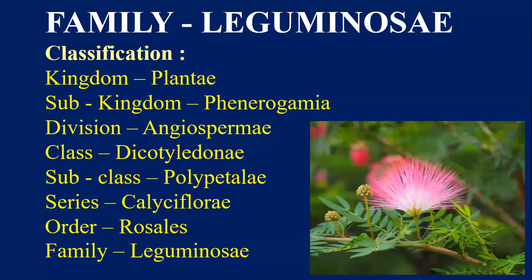So this family is placed under the class Dicotyledonae, and belongs to the subclass Polypetalae. What do you know about Polypetalae? Petals are free, so it is called Polypetalae. The corolla consists of petals. When the petals are free from one another, it is called Polypetalae. It is classified into the series Calyciflorae, order Rosales, family Leguminosae, subfamily Mimosoideae.